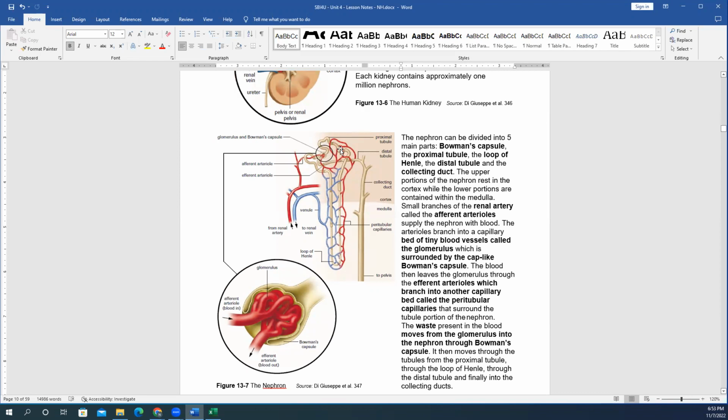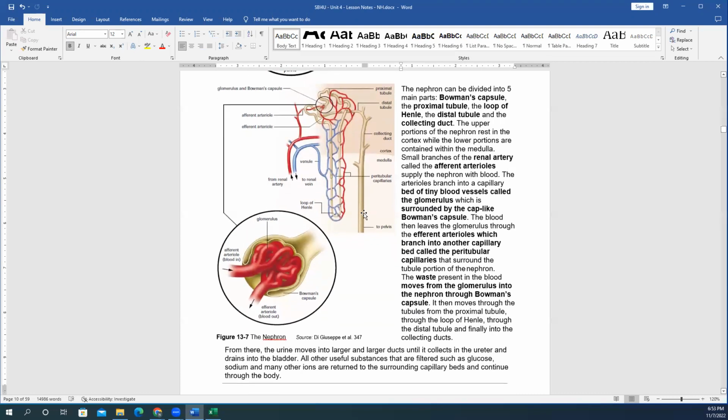into the, as it descends, it goes down towards the loop of Henle and comes again into the distal tubules, and finally into these collecting ducts here. And from here, the urine then moves into this larger duct until it collects finally into the ureter, which drains then into the bladder.